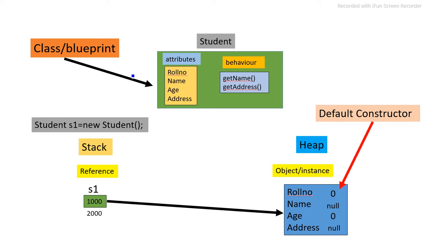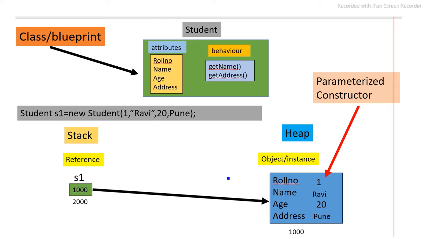Now, in the stack, the reference s1, the default constructor, and in the heap, the object instance with roll number, name, age, address.